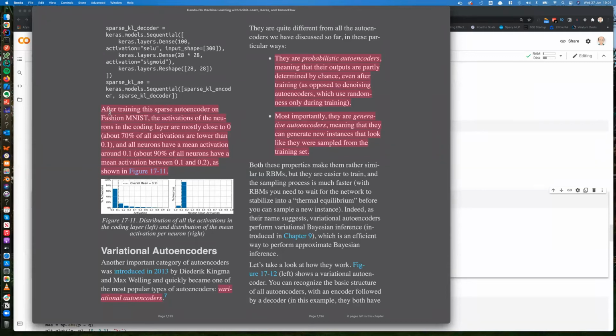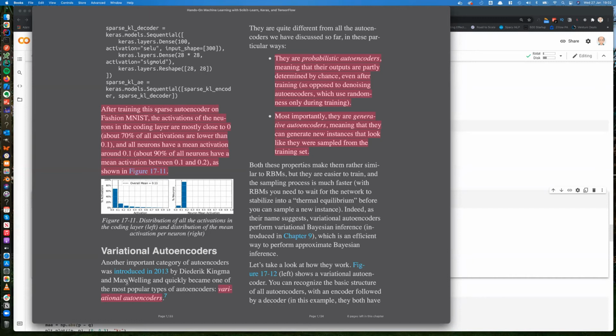Okay, so what's this comment? After training this sparse autoencoder on Fashion MNIST, the activations of the neurons in the coding layer are mostly close to 0. About 70% of all activations are lower than 0.1, and all neurons have a mean activation around 0.1. About 90% of all neurons have a mean activation between 0.1 and 0.2, as shown in figure 17-11. Yeah, so neuron mean activation. I guess it does what it says it'll do. It'll push the activations to be lower.